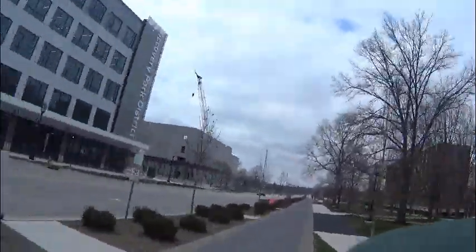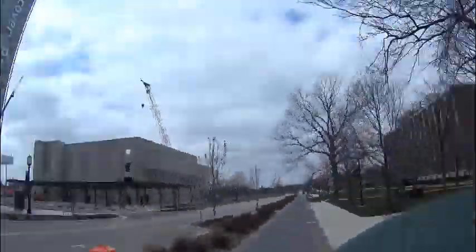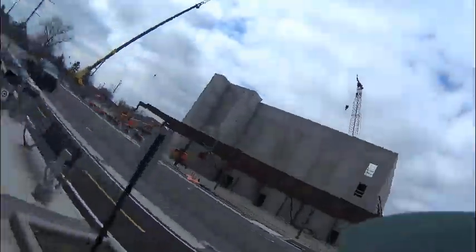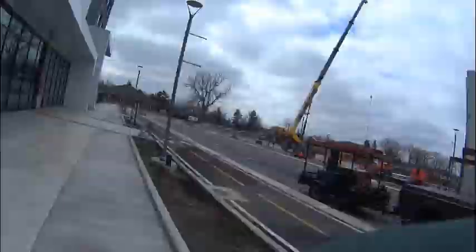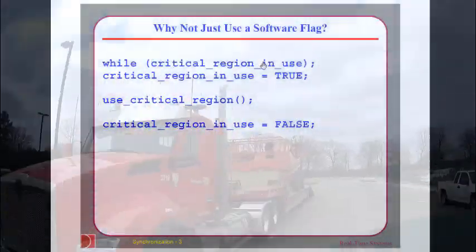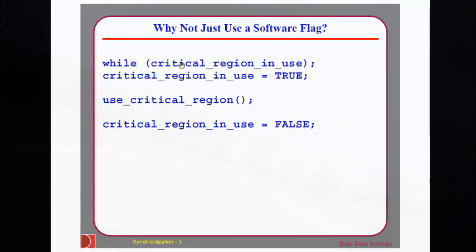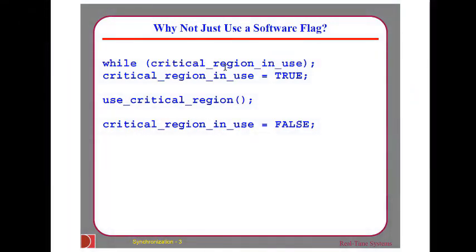The problem is what may happen. Imagine that we have these two tasks, task 1 and task 2. They both want to use the critical resource. Let's assume that task 1 goes ahead and enters this while loop. To do that, it has to grab the value of this flag, the critical region in use, which is currently set to false. Now, it grabs this value, and then it's going to do a test whether or not it is true.